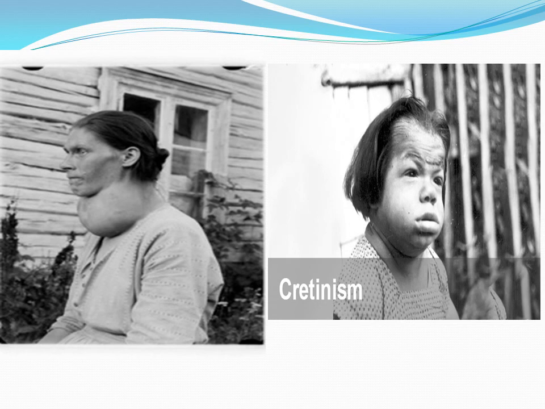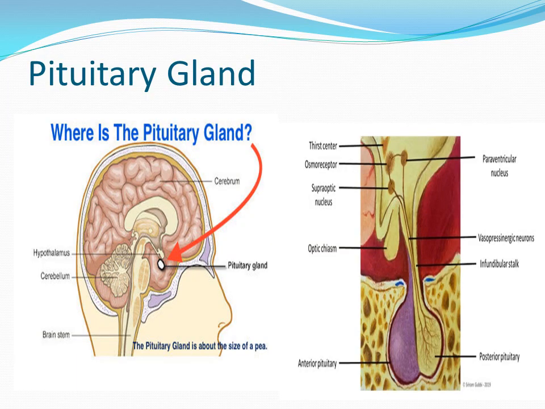The next gland that we are going to study is the pituitary gland. Pituitary gland is a small projection. It hangs from the base of the hypothalamus of the forebrain. It is called a master gland. Why? Because it controls practically all other endocrine glands.